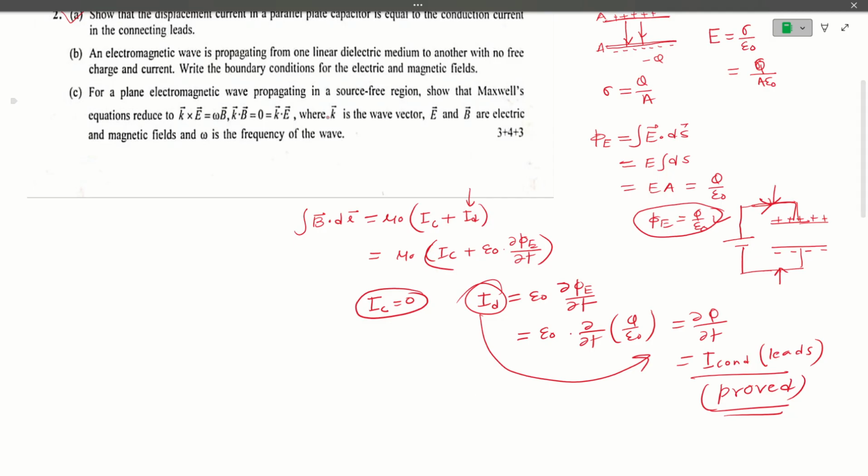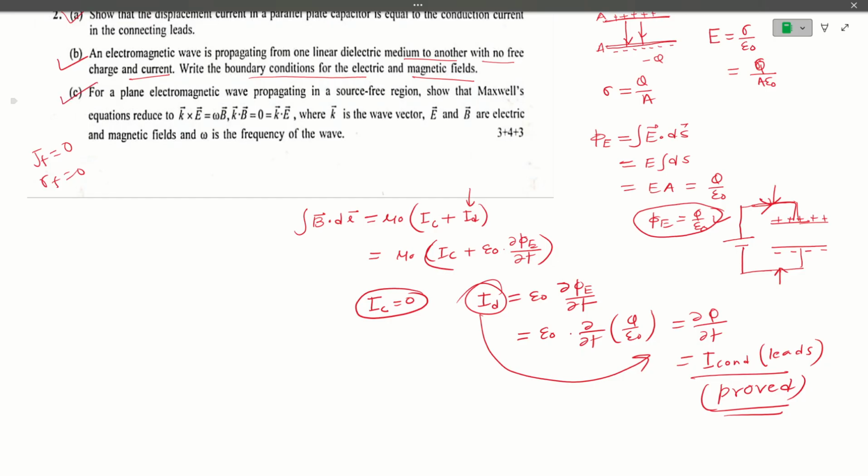Now the next question: an electromagnetic wave is propagating from one linear dielectric medium to another with no free charge and no current. That means J f is 0 and also sigma f is 0. Write the boundary conditions for the electric and magnetic fields. This is a common question, we shall not solve it here. You can find it in any standard book. Let's move to the next question.